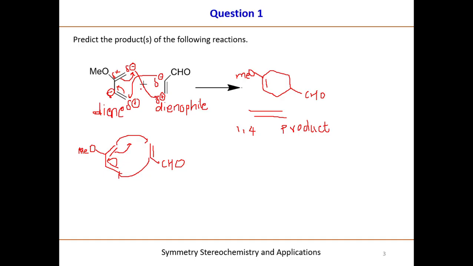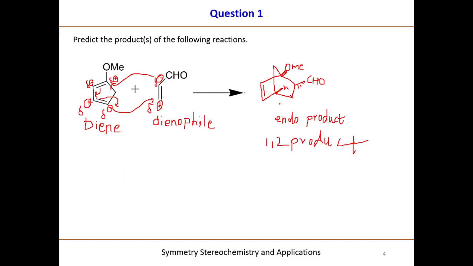Now this negative charge will attack the CH2 of the dienophile, and the negatively charged carbon atom will attack the double bond of the diene. Here you can see how the arrow pushing is going to give this 1,4 product. In the previous case we got the 1,2 product. Here we got the 1,4 product. This is also a 4 plus 2 cycloaddition reaction and a Diels-Alder reaction.